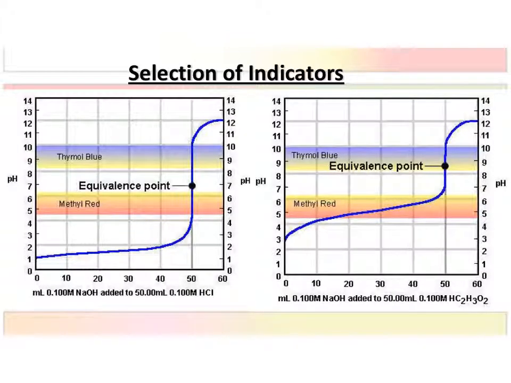All right, so this is just a little bit of a visual. We have two different titrations here. We have a strong acid and a strong base. We know that the pH at equivalence is 7.